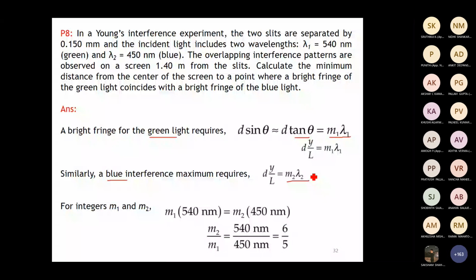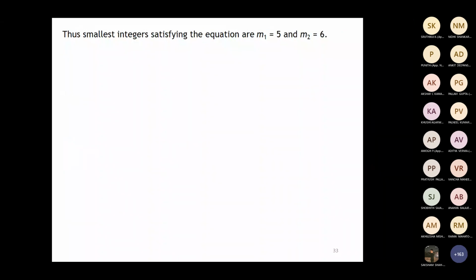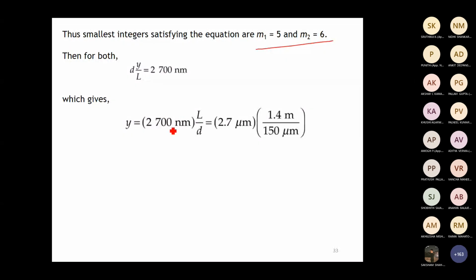2.52. Sir, 2.52 centimeters. Okay. So the smallest integers satisfying both equations are 5 and 6. Then we know that d into y by L is equal to 2,700 nanometer. In that case, you will get y as 2,700 nanometer into L by d, or you get y as 2.52 centimeter. I think you are correct.